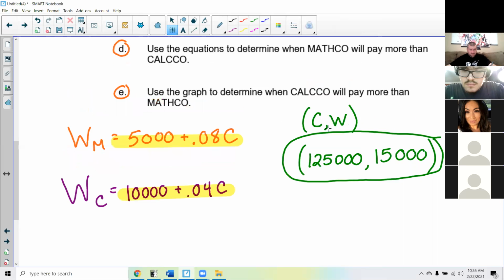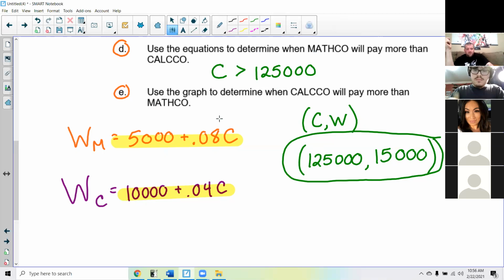Okay. So D says use the equations to determine when Mathco will pay more. Well, we know they're the same at 125,000. So this is going to be either when C is greater than or less than 125,000. Well, think about it. Here's Mathco. When will it pay more? Notice your starting salary at Mathco is 5,000. Your starting salary at Calco is 10,000. So it looks like if you sell less than $125,000 worth of stuff, Calco is going to pay you more. So when is Mathco going to pay more? When I sell more than $125,000 worth of stuff.